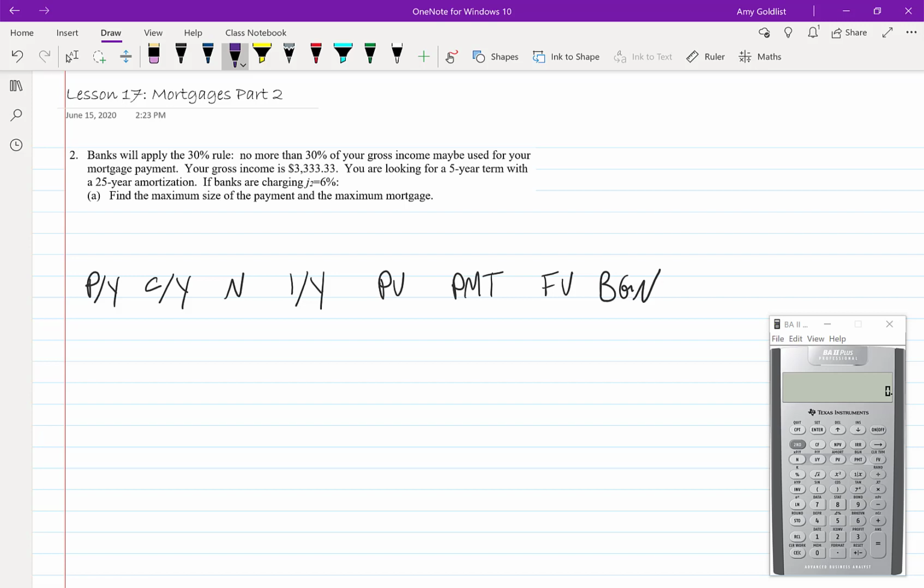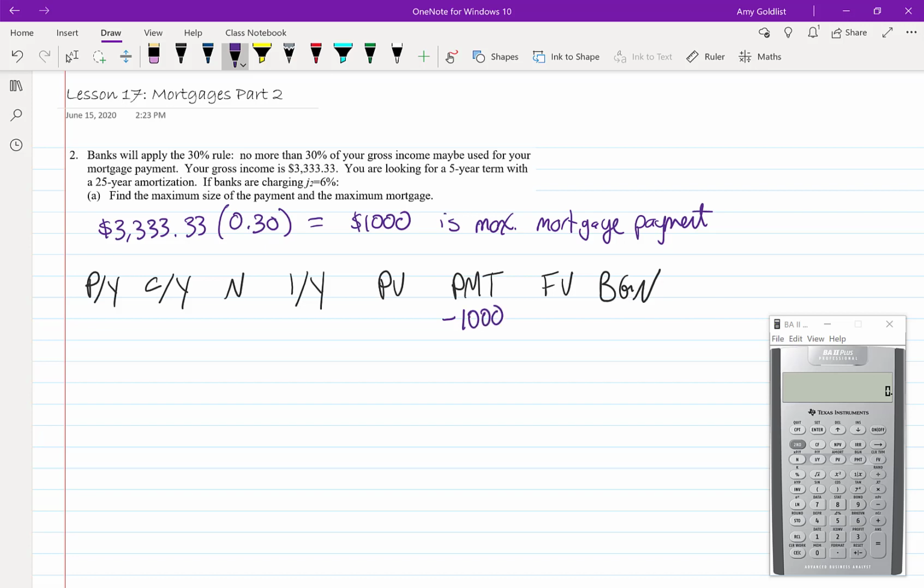If your gross income is $3,333.33 per month, and we can use 30% of that for a mortgage payment, then our maximum mortgage payment is going to be $1,000. So that's the biggest mortgage payment we can afford. If we end up having to pay $2,000, we wouldn't be able to afford it. When we try to calculate our maximum mortgage, we're going to use that as our payment. Let's fill in the rest of our annuity.